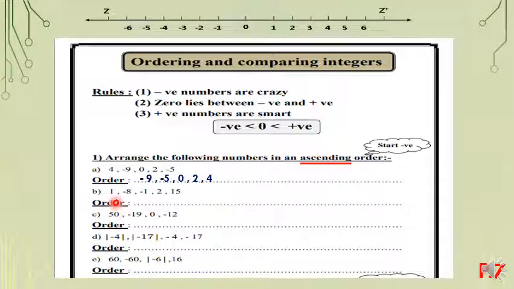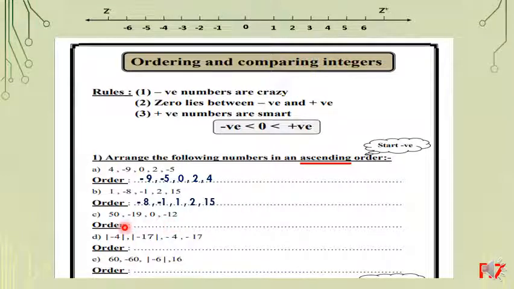Letter B. 1, negative 8, negative 1, 2, 15. Ascending, I'm going to start with negative. Here we have two negative numbers, negative 8, negative 1. The negative numbers are crazy, so the smallest here will be negative 8. Then we are going to take negative 1. Then 1, 2, 15, because positive are smart.